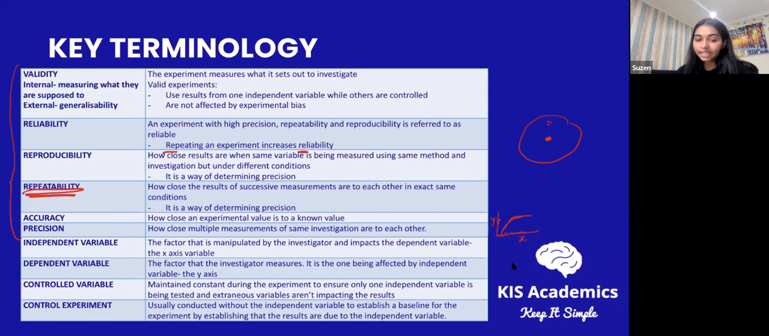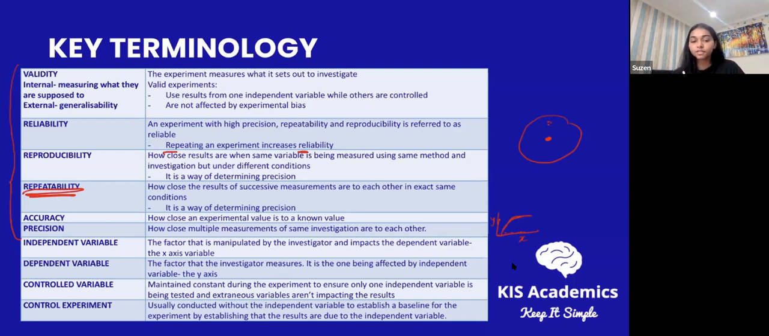So then you also have a controlled variable and the control experiment. A controlled variable is kept the same throughout the experiment. You're not going to change it. And it's super important to have controlled variables because this makes sure that, again, only one independent variable is being tested, and this will ensure the experiment's validity.